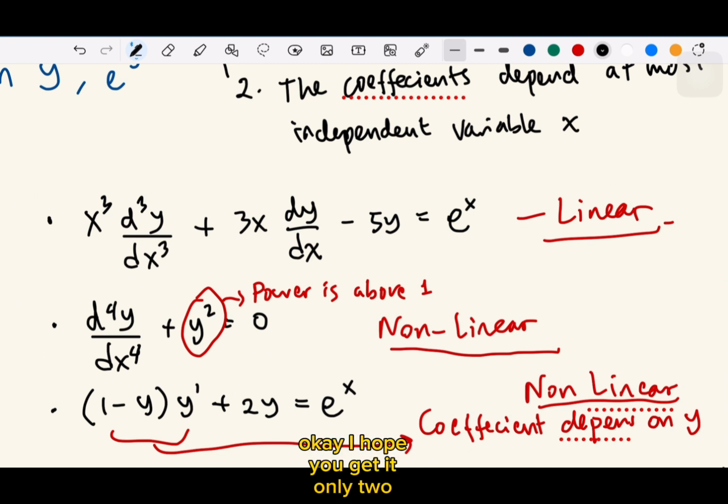So only two factors. The dependent variable here, or this derivative, needs to be first degree, and the coefficient needs to be in x. Okay? Just two.